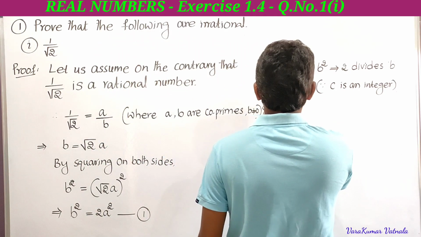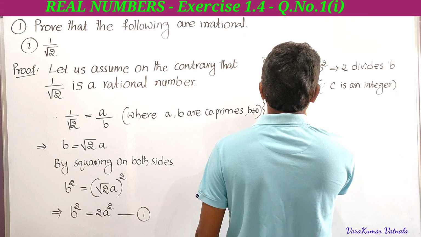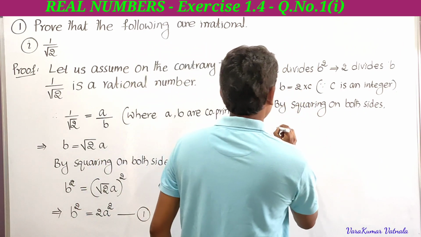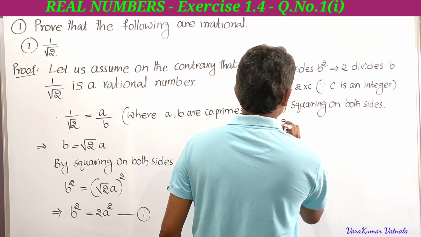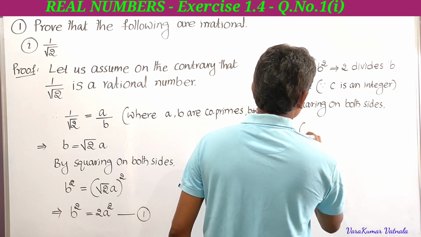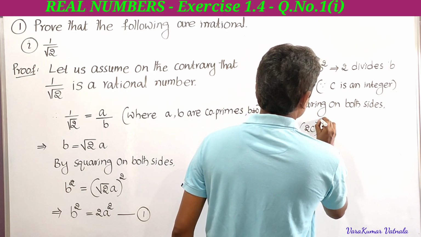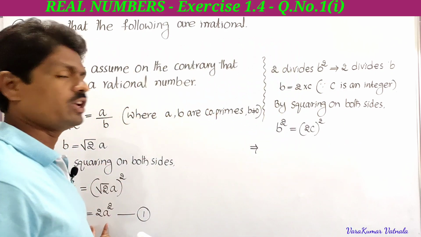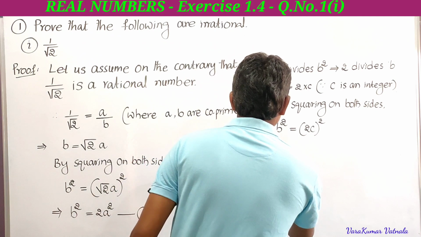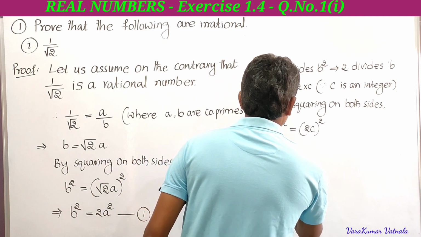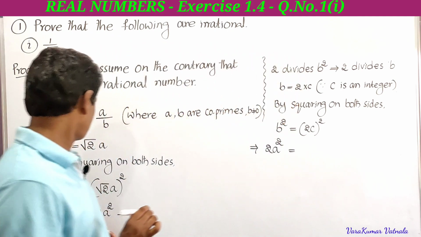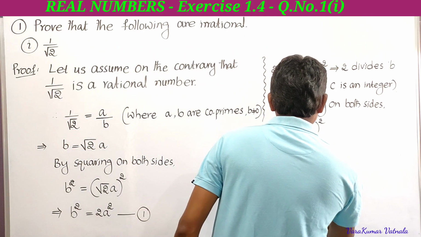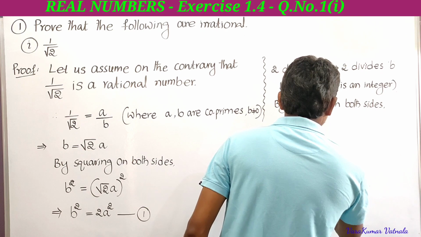So by squaring on both sides, on the left side we have b square. On the right side 2c is there, it becomes 2c whole square. See here, instead of b square I am writing 2a square from equation 1. Since from equation 1, b square equals 2a square, I have written 2a square. And 2c whole square is 4c square.